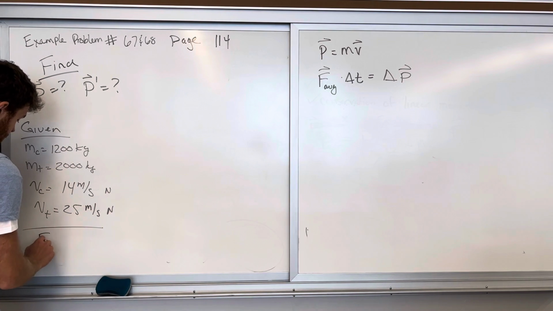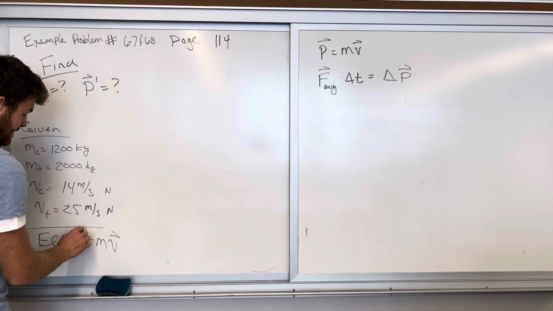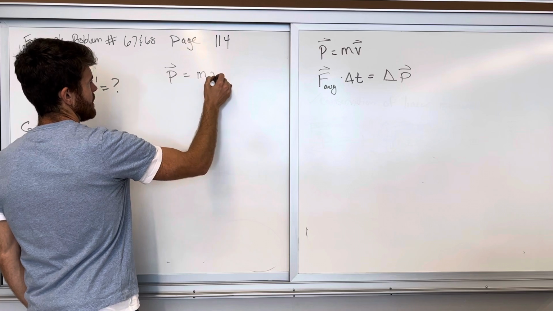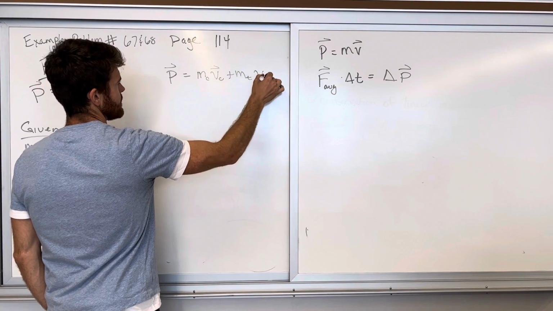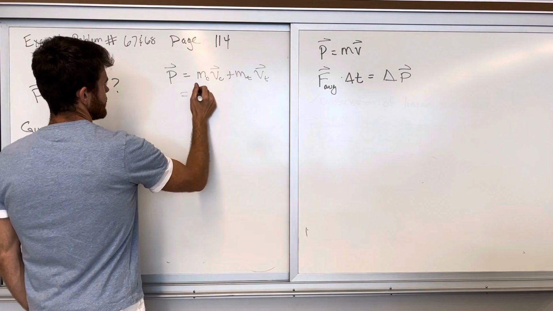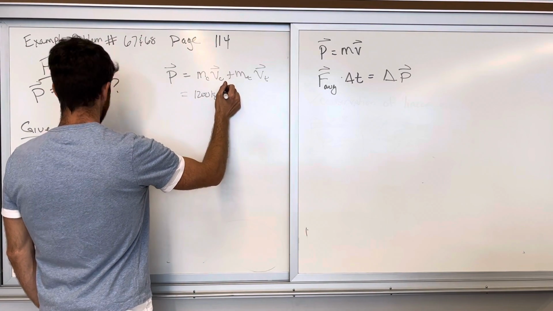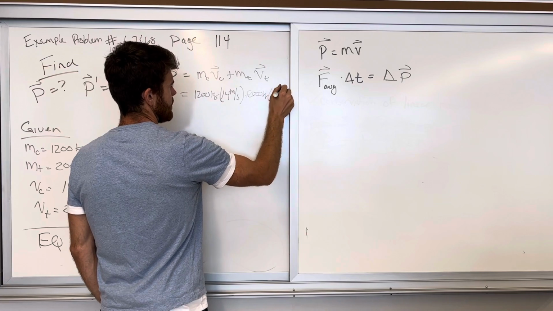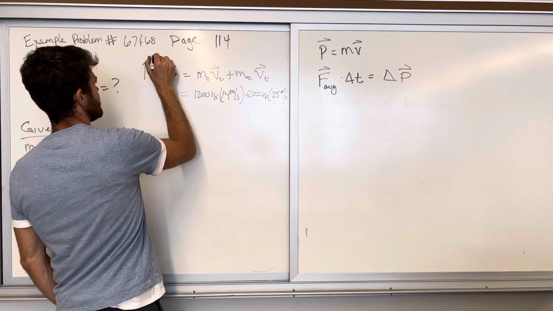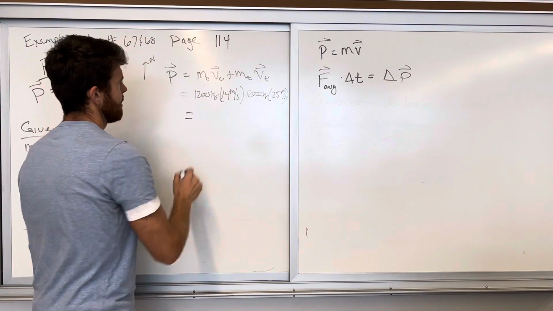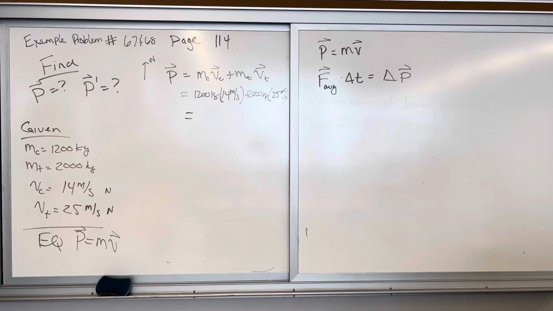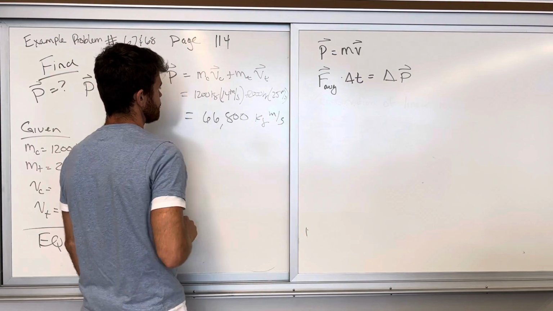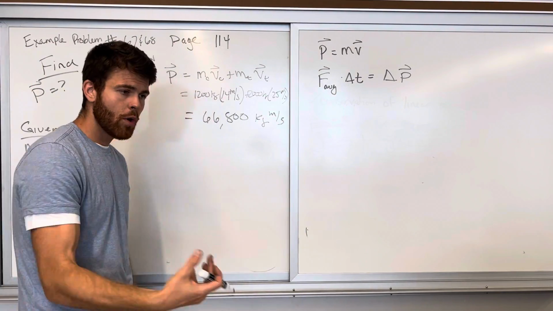The relevant equation is momentum equals mass times velocity. So the momentum before the collision is equal to the mass of the car times the velocity of the car plus the mass of the truck times the velocity of the truck. This equals 1,200 kilograms times 14 meters per second plus 2,000 kilograms times 25 meters per second. I'm going to say north is the positive direction, so they both have positive velocities. And so the total momentum equals 66,800 kilogram meters per second.